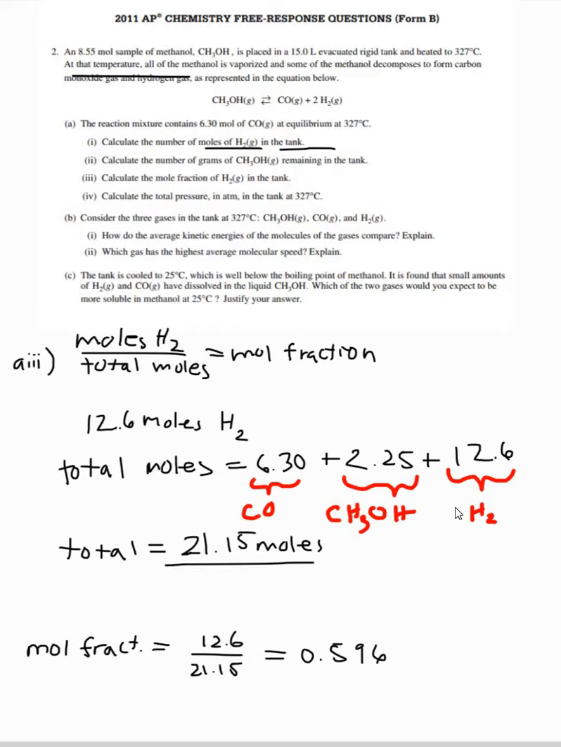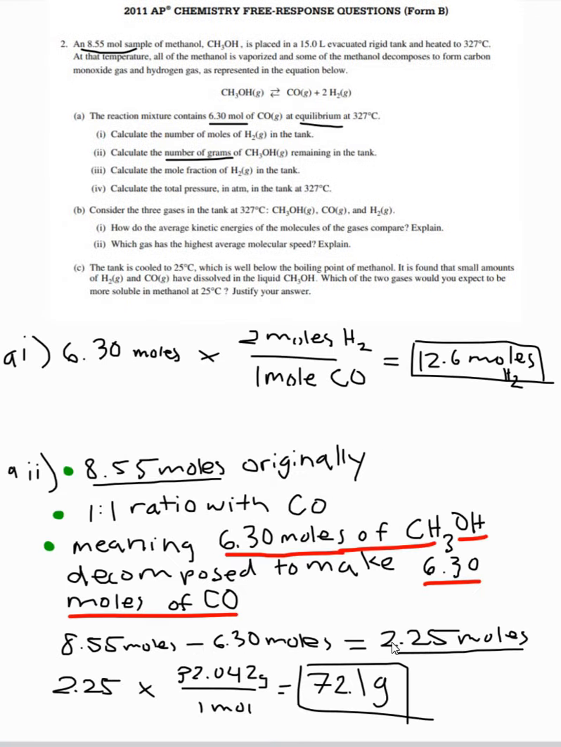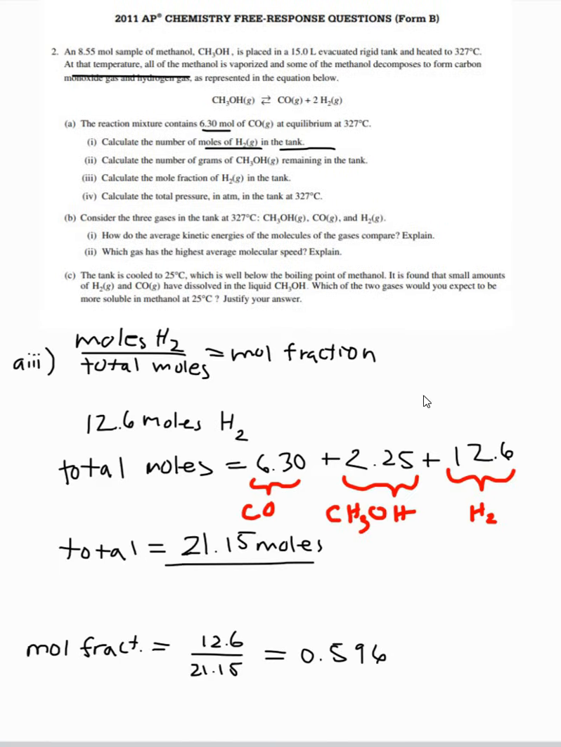Now our total moles is equal to all the moles of all the molecules added together. So we know we have 6.30 moles of CO because it was given to us right here. We have 2.25 moles of CH3OH, given in part II, which is here. And then we also have 12.6 moles of H2, given in this part, part I. When we add all of these together, we get a total of 21.15 moles.